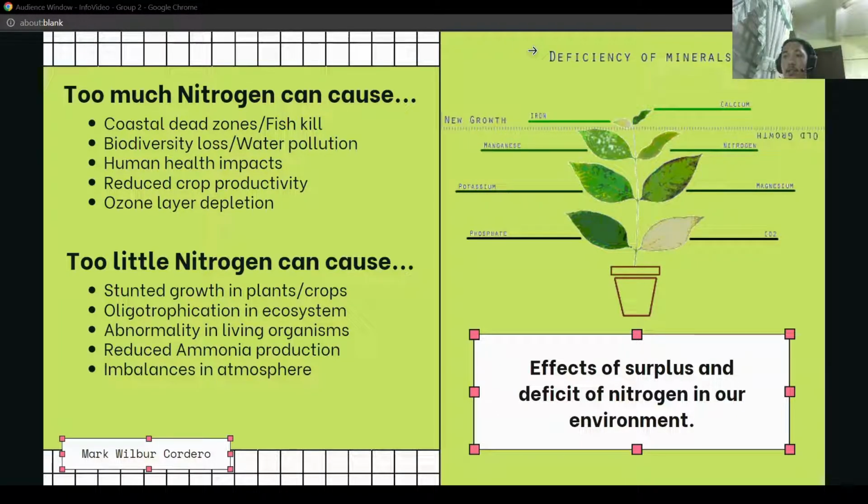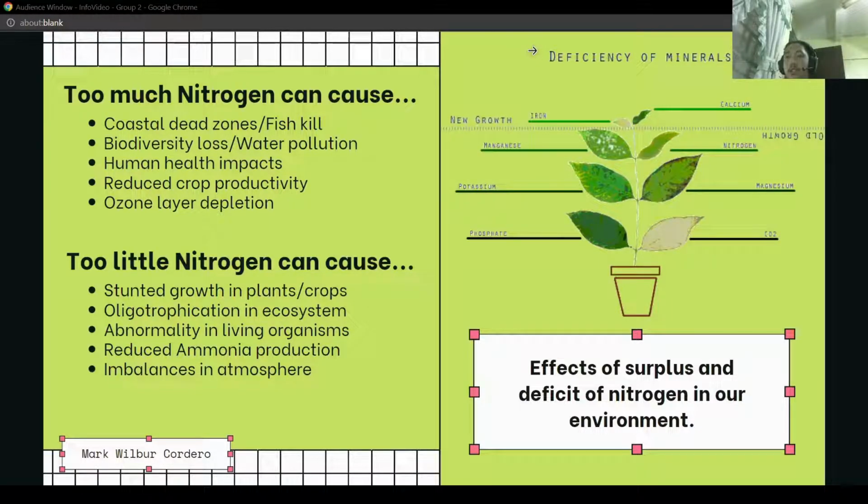Too much nitrogen can cause coastal dead zones and fish kills. It happens due to severe eutrophication, which is brought about by large amounts of nitrate leaching into different water systems. Too much nitrogen can also cause biodiversity loss due to eutrophication partnered with acidification that damages the habitat of living organisms, while eutrophication and acidification alone also contaminate groundwater and freshwater systems.